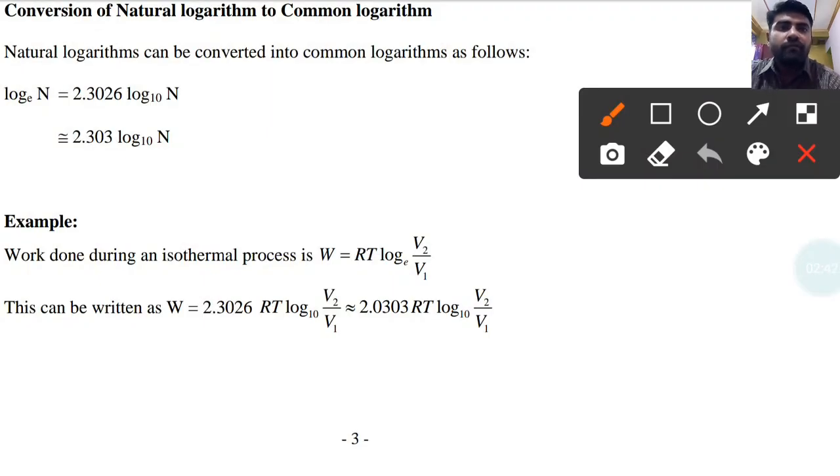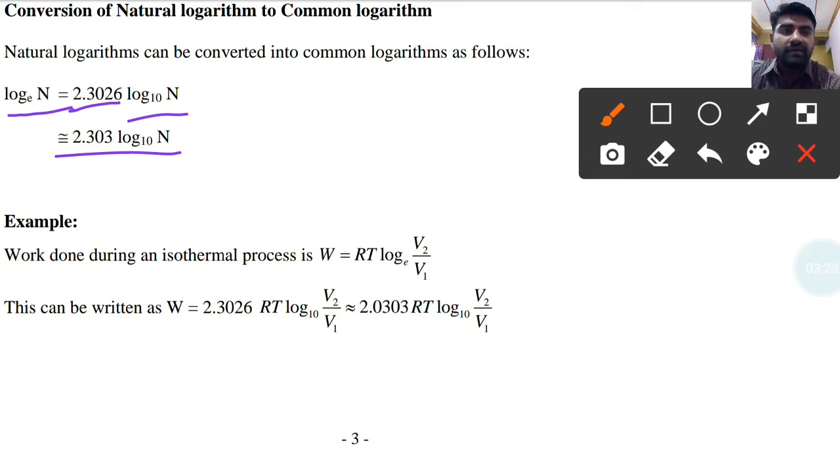Now conversion of natural logarithm to common logarithm. If we have log n base e and want to convert it into base 10, we need to multiply with 2.303 approximately, so we can write 2.303 log n base 10. Now it is base 10, so we are converting from base e to base 10. Here it is written, 2.303 log n base 10.